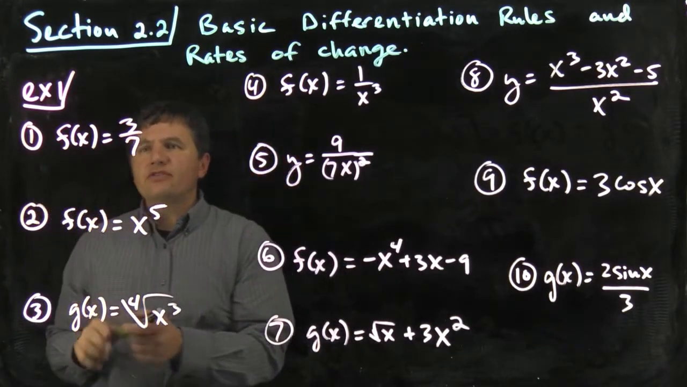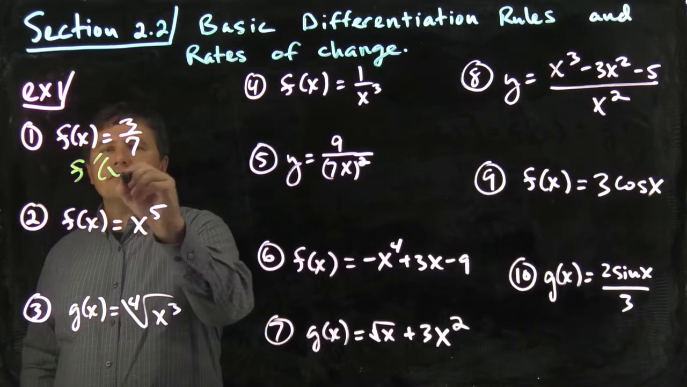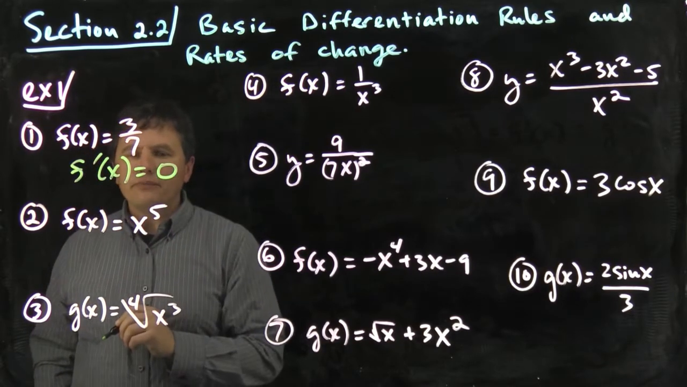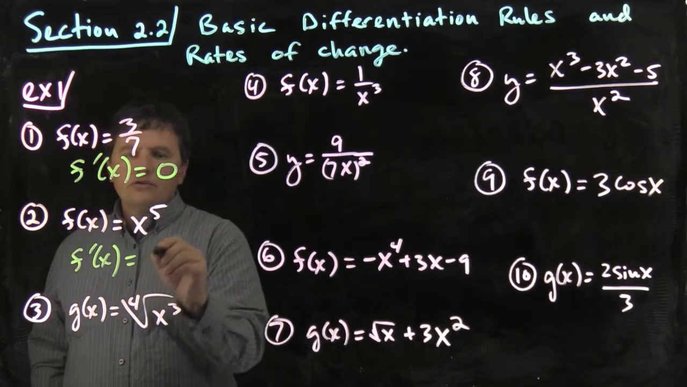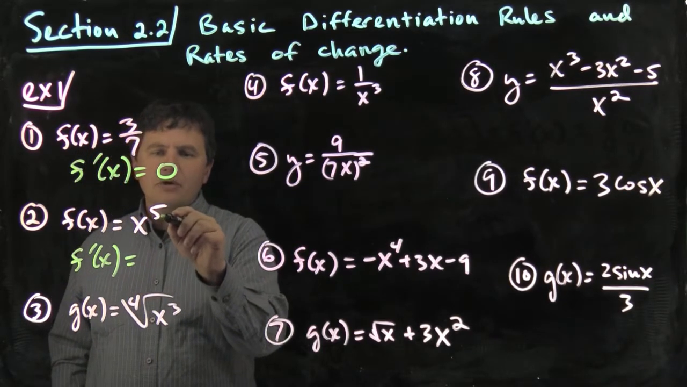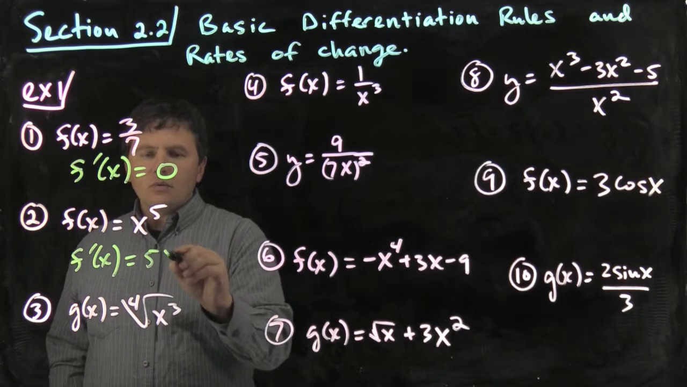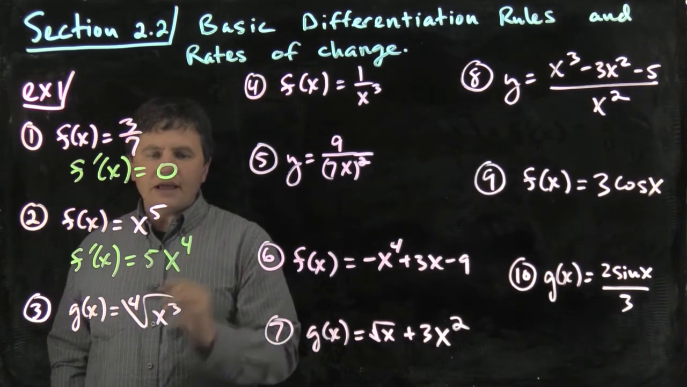So the derivative of 3/7, well, that is a constant. The derivative of any constant is just simply 0. Okay, so this one we're going to use simple power rule. So anytime we have x to some number, we bring down that number, and that drops a degree.